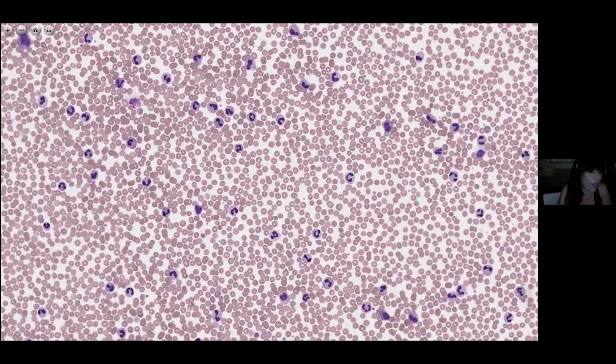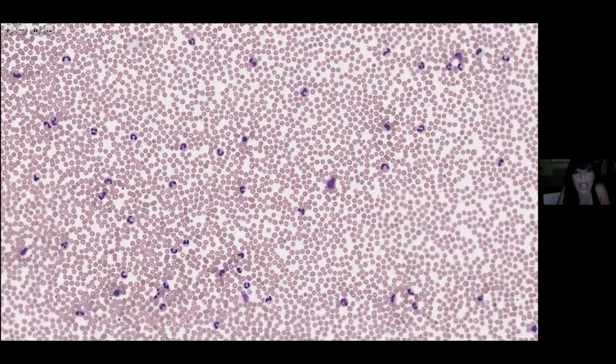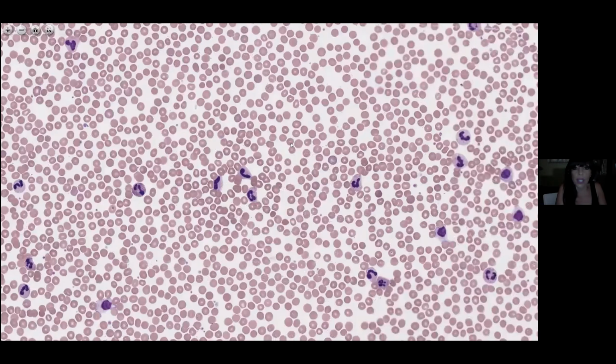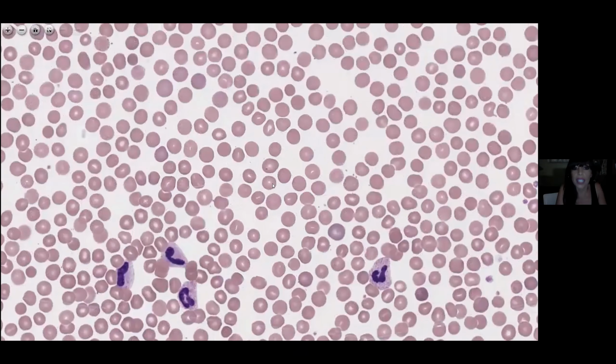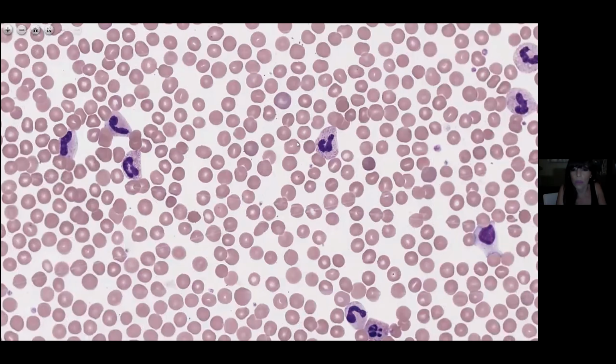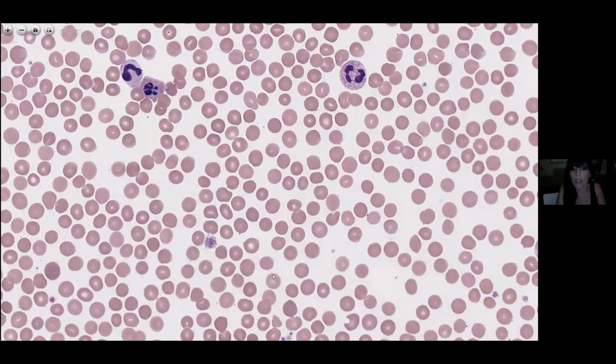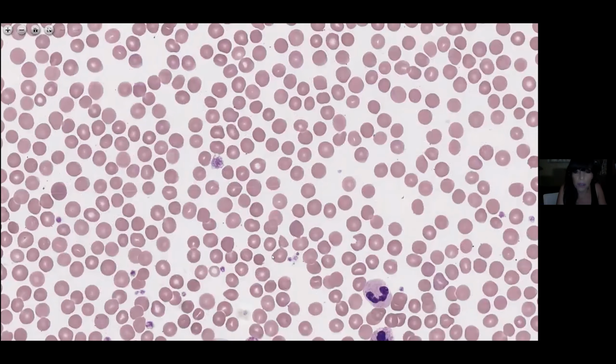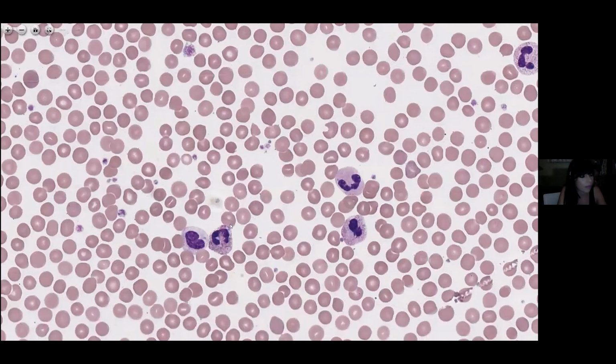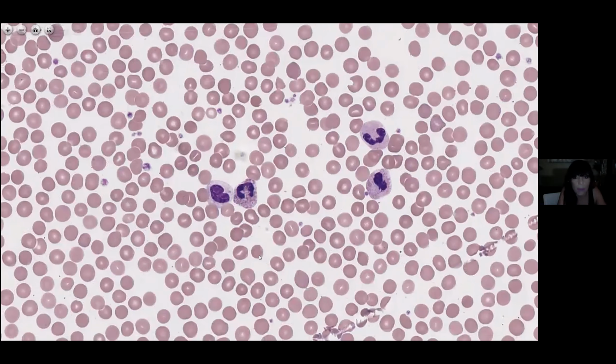And we can see that our analyzer count does correlate with our slide. We do have an increase in leukocytes, and our slide quality is acceptable. So we'd always want to make sure to review that on 10x also. As far as RBC morphology is concerned, I didn't see much when reviewing this case, besides a little bit of basophilic stippling, very fine, in the cytoplasm of some of the RBCs.